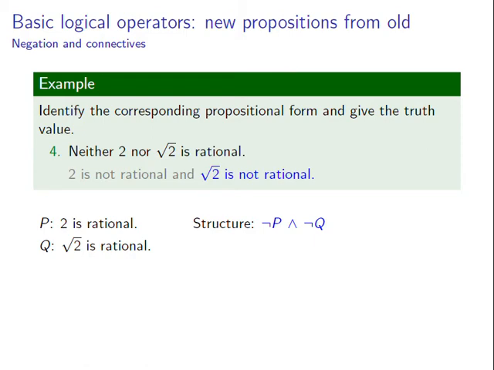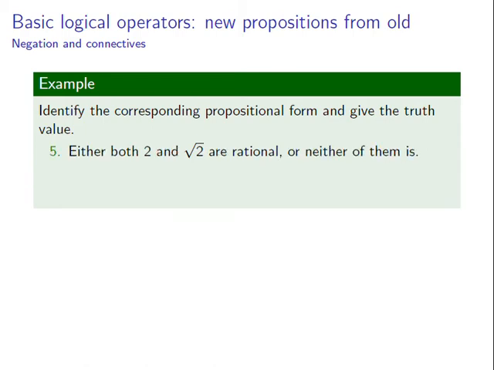Since P is true and Q is false, not P is false and not Q is true. Thus, the conjunction of not P and not Q is false. Therefore, the given sentence is false.